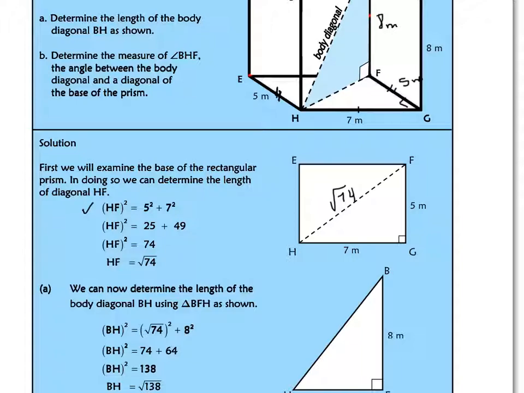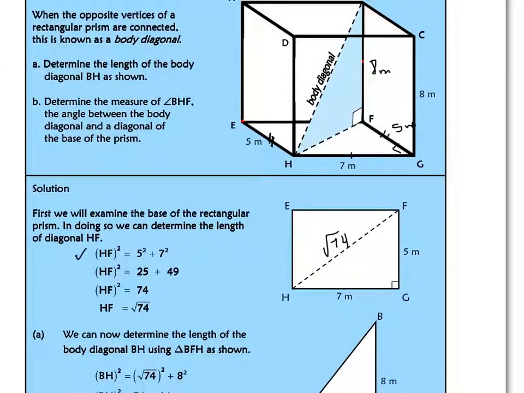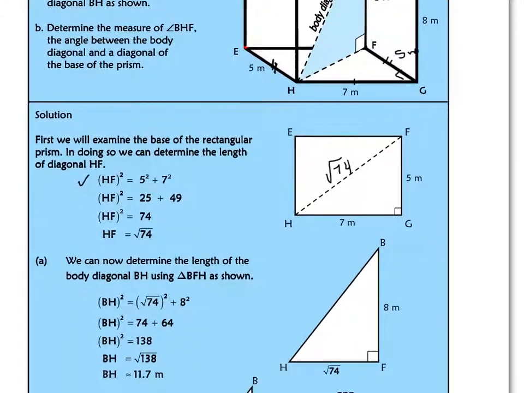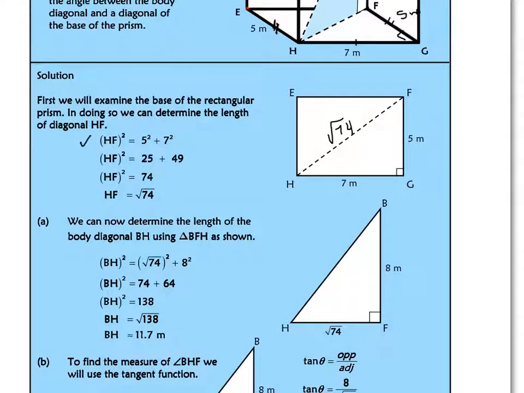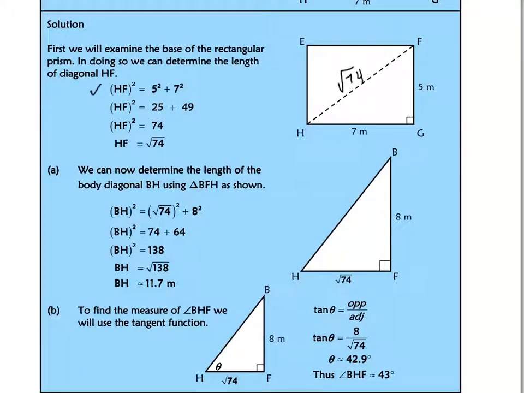And then we can now go back to the triangle that had the body diagonal. So if you look back at our diagram, H to B to F. So H to B to F, we know that HF we can fill in as root 74. We already know that FB is 8. So then again, we can use the Pythagorean theorem to find out what HB would be, the body diagonal. So BH squared would be root 74 squared plus 8 squared. And that would mean that BH squared would be 74, because the square root of 74 times itself will give you 74. And then 8 squared is 64. If we add those together we get 138. So BH would be the square root of 138, or approximately 11.7.